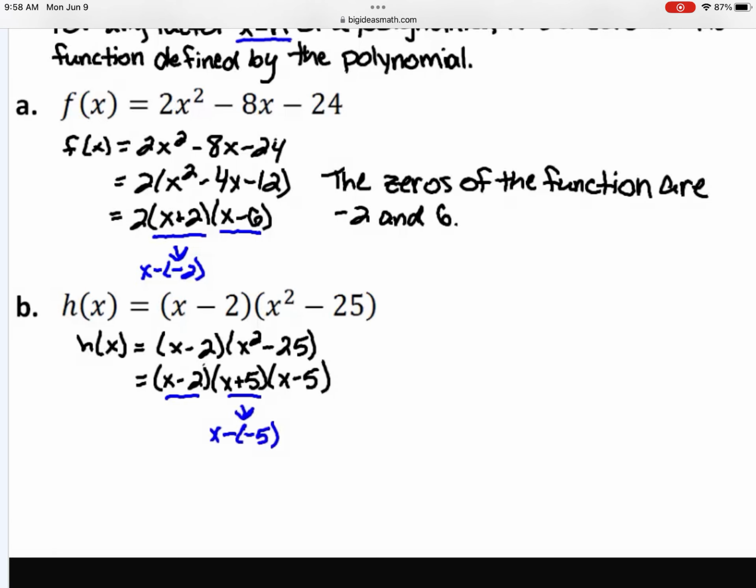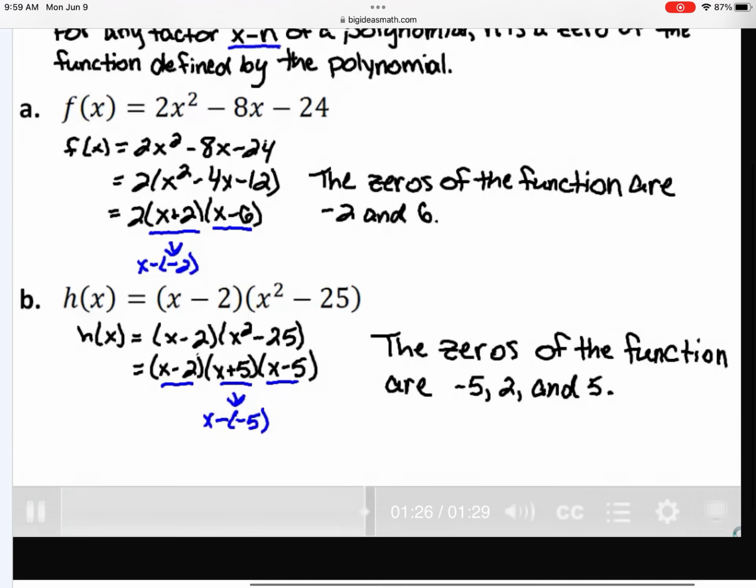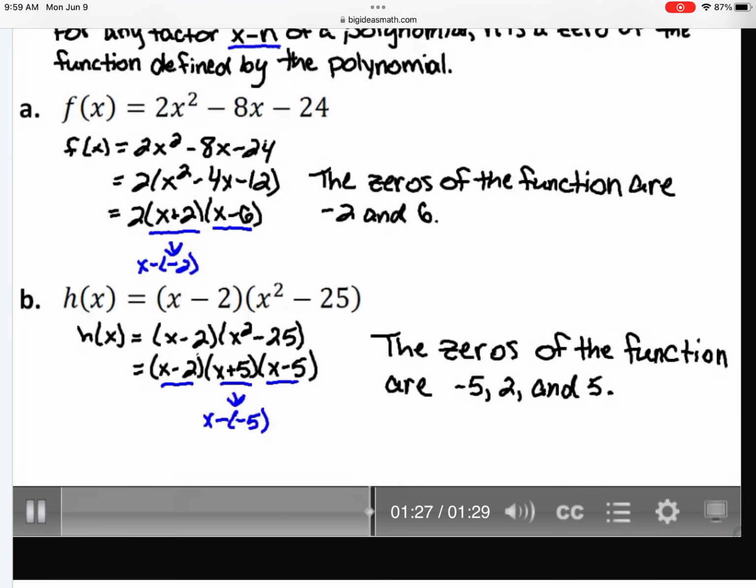X plus 5 can be written as x minus negative 5, which is of the form x minus n, where n equals -5. And x minus 5 is of the form x minus n, where n equals 5. So the zeros of the function are -5, 2, and 5.